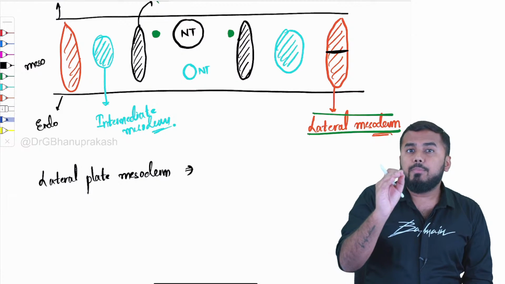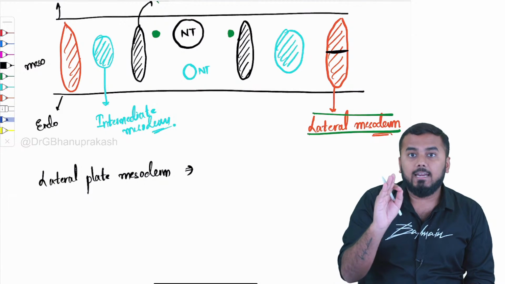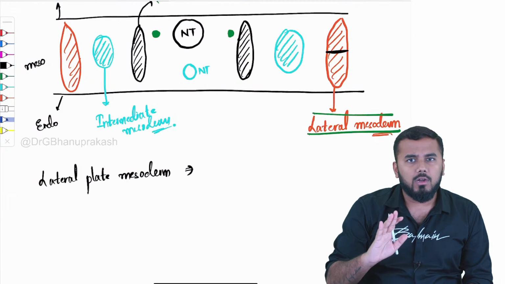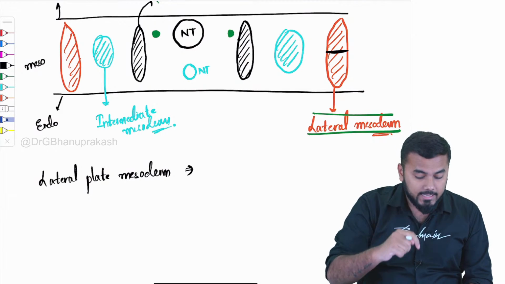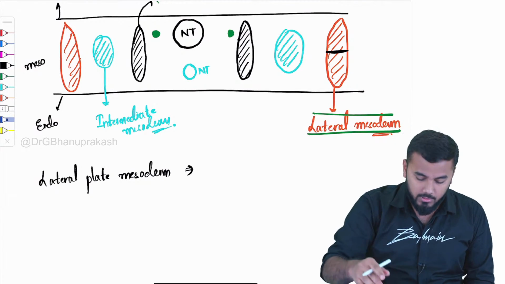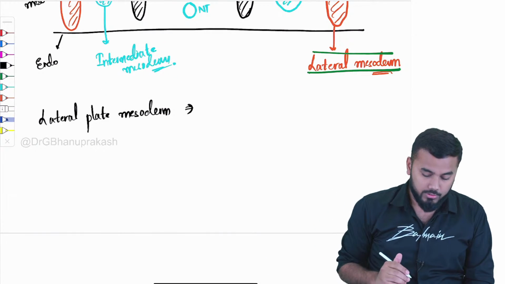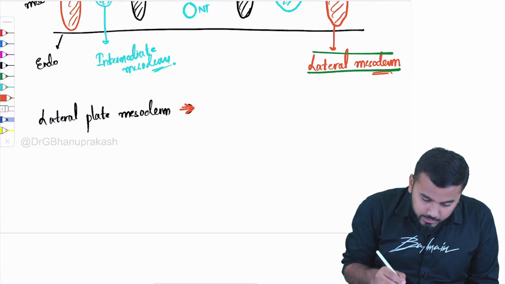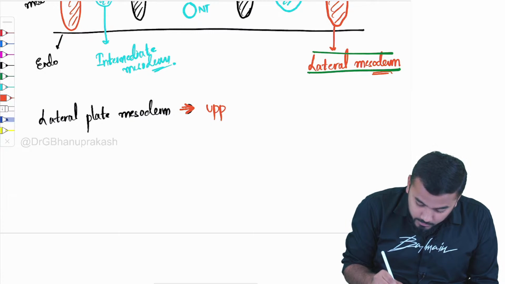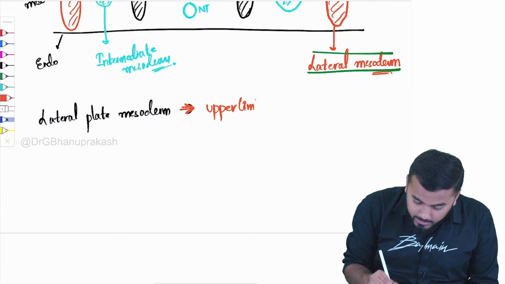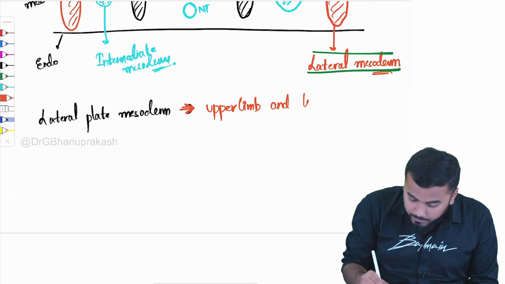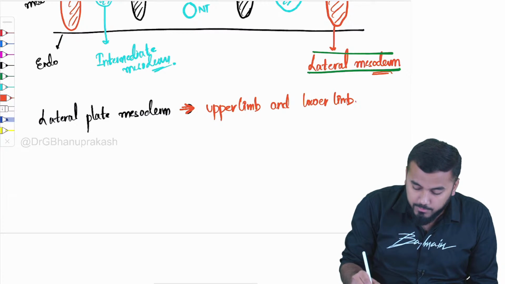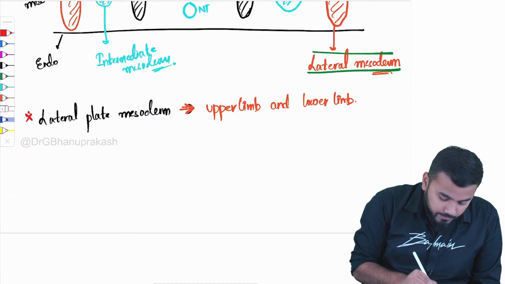So if they ask in the exam, what is the embryological origin of the upper limb or lower limb, you have to tell them it is lateral plate mesoderm. Lateral plate mesoderm develops into upper limb and lower limb. I hope all of you are making notes, guys. Please make notes. I'll tell you when to stop.